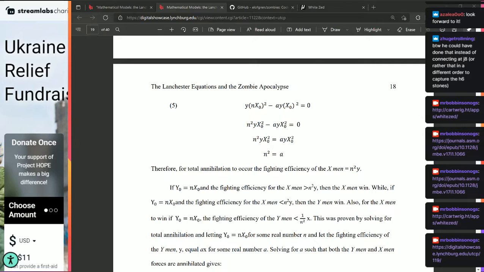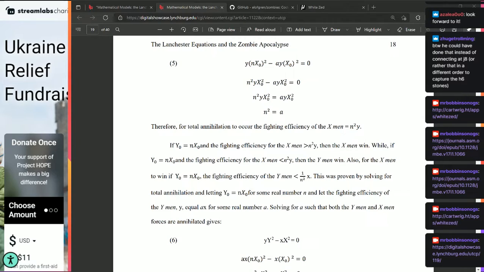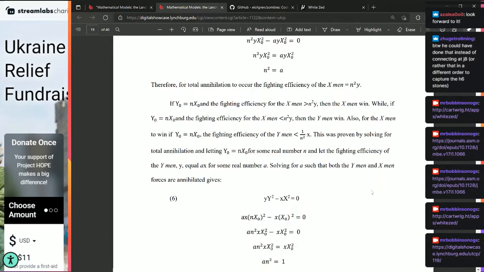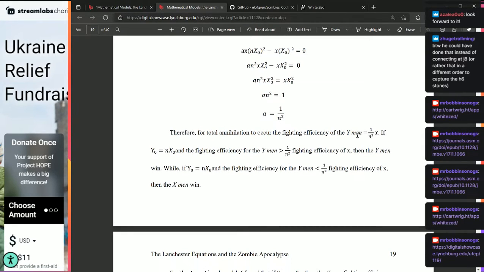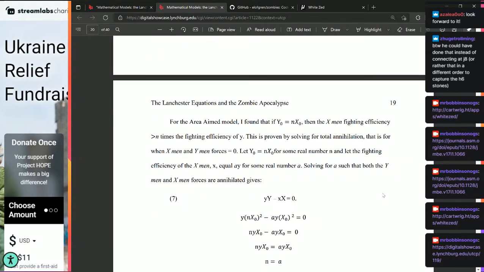It depends on the fighting efficiency and the number of people. So if there's a greater number of, suppose we take the fighting efficiency, the fighting power of one, and then we look at the win condition for the other. So interesting. And then they solve for it, and then they say the fighting efficiency must be this, right?